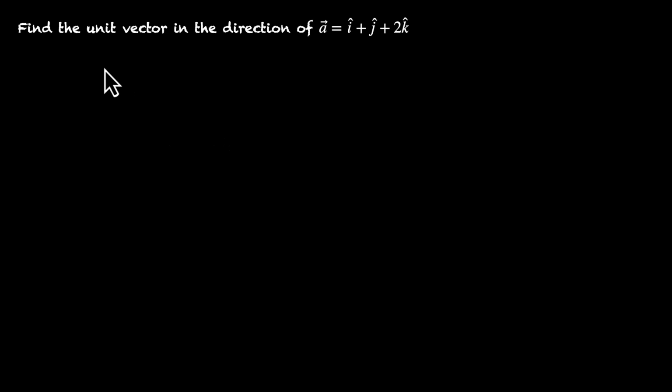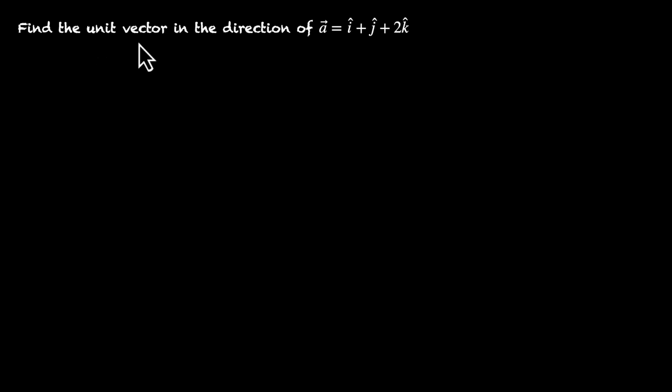In this video, we'll be given information about the magnitude and direction of vectors, and our job is to find those vectors. So let's do that. Here's the first problem. Find the unit vector in the direction of a vector, that's i cap plus j cap plus 2k cap. So we're given a vector a, and we need to find a unit vector.